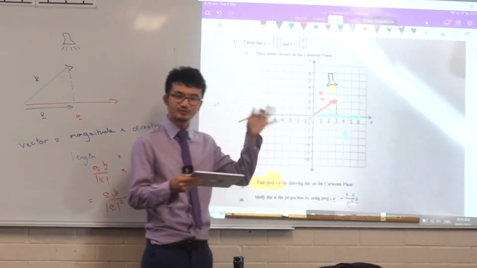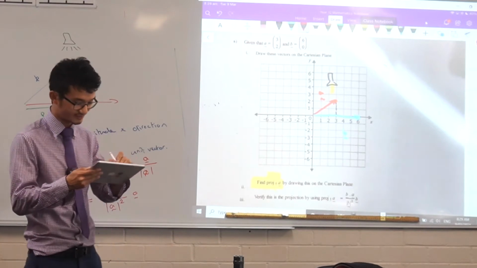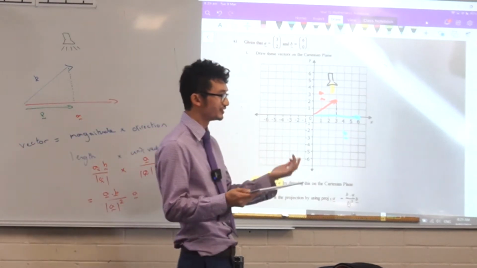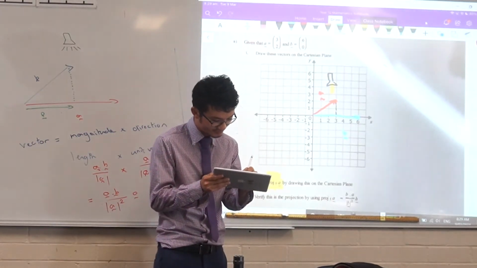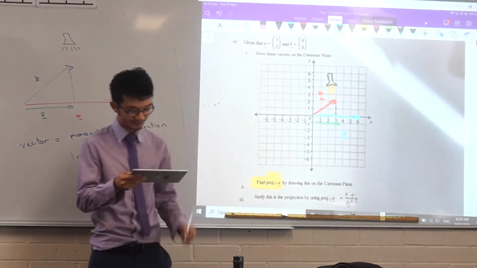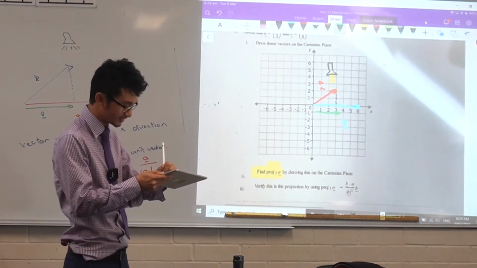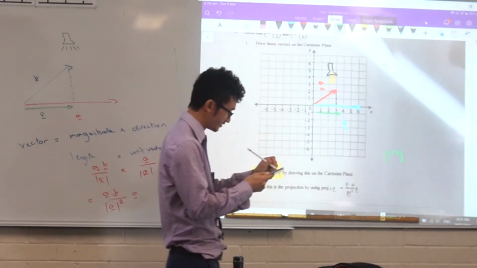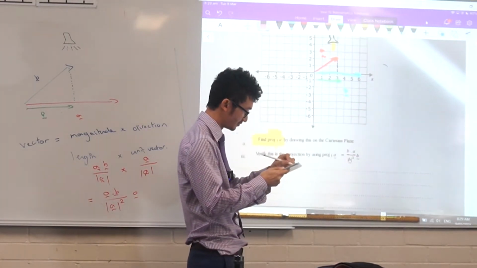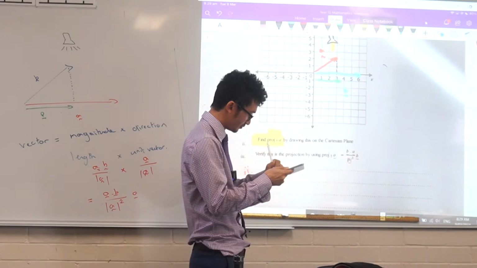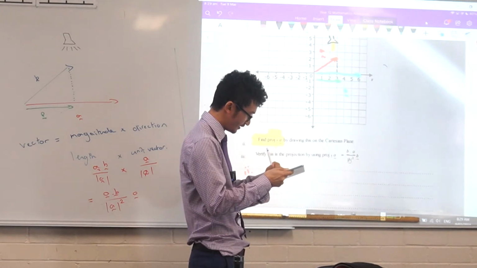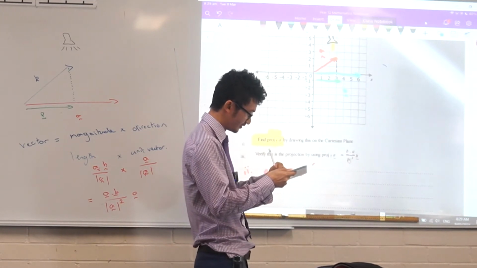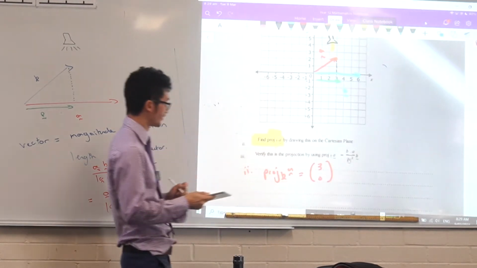What's the vector? What's the projection actually going to be? 3. Yes, that's it. Can you see that? How easy is that when you do it visually, right? It's going to be 3, 0. So we can say that the projection, write it down, part 2. The projection of A onto B is going to be 3 across, 0 up, 3, 0.